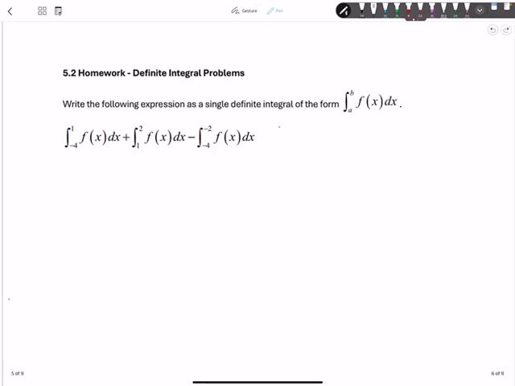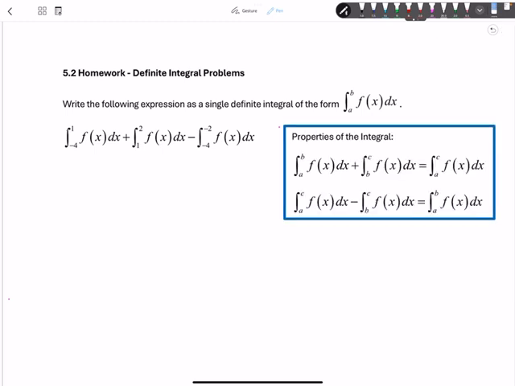All right. The next problem that I would like to look at says, write the following expression as a single definite integral in the form integral from a to b for f of x dx. And we are given the integral from -4 to 1 for f of x dx, plus the integral from 1 to 2 for f of x dx, minus the integral from -4 to -2 for f of x dx.